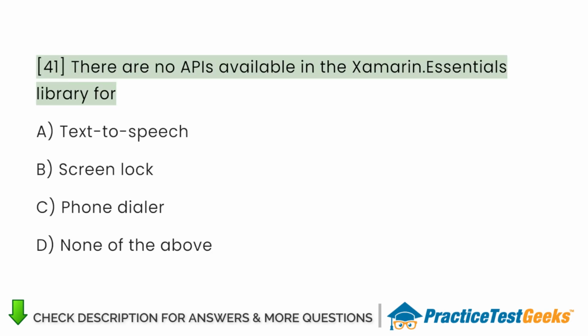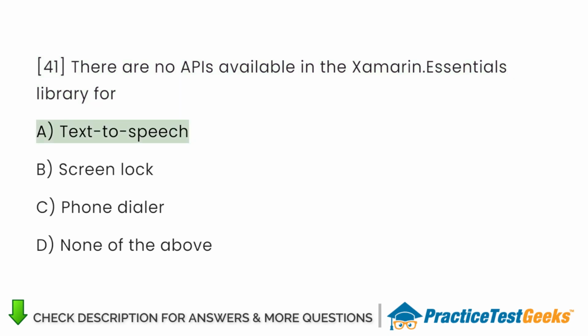There are no APIs available in the Xamarin Essentials library for A. Text-to-speech. B. Screen lock. C. Phone dialer. D. None of the above.